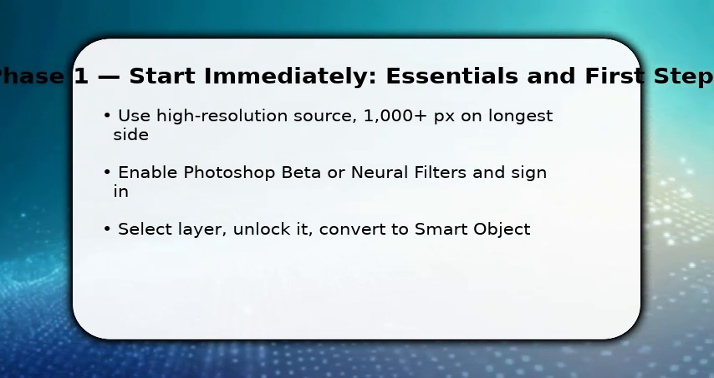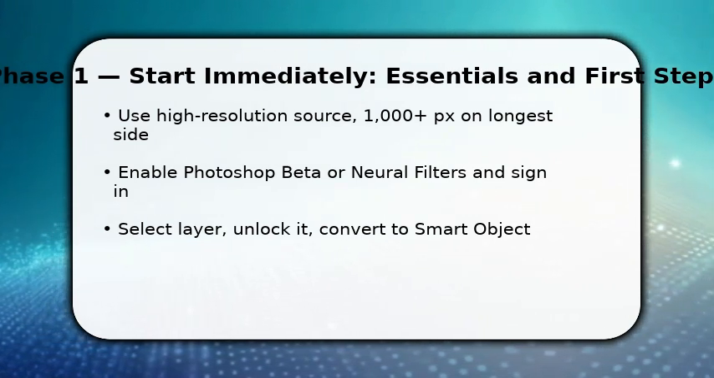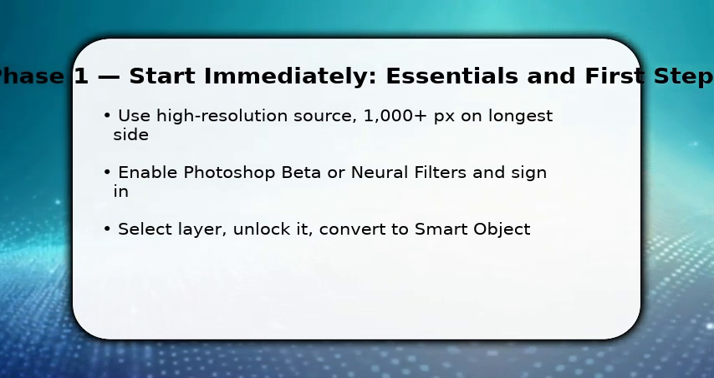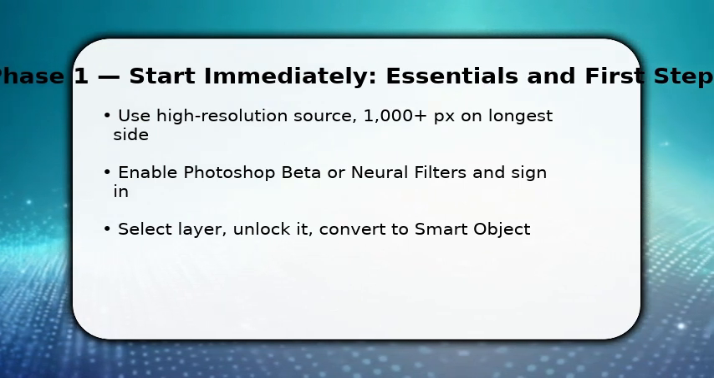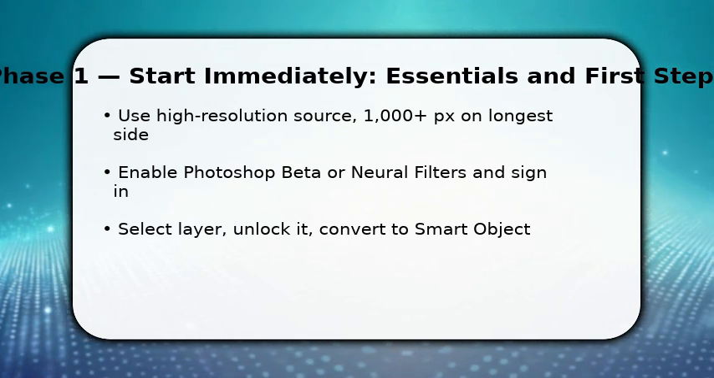Make sure Photoshop Beta or the Neural Filters panel is enabled and that you are signed in to access generative features. You will also set the canvas and crop roughly where you want the AI to act. Then pick a clear focal area so prompts stay focused and predictable.